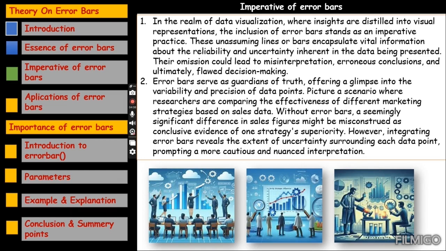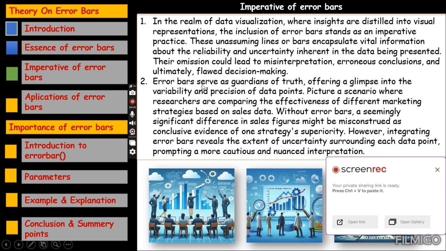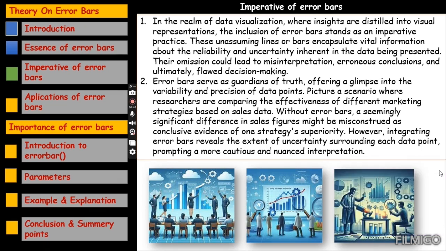One of the primary roles of error bars is to convey the dispersion of data around a central value, typically the mean or median. Standard error bars, for instance, represent the standard deviation or standard error of the data, providing insights into the spread of values. Confidence intervals offer a range within which the true population parameter is likely to lie, guiding viewers in assessing the reliability of the findings. Moreover, error bars facilitate comparisons between datasets, enabling viewers to discern meaningful differences from random variation. In scientific research, for instance, error bars aid in determining the statistical significance of experimental results.